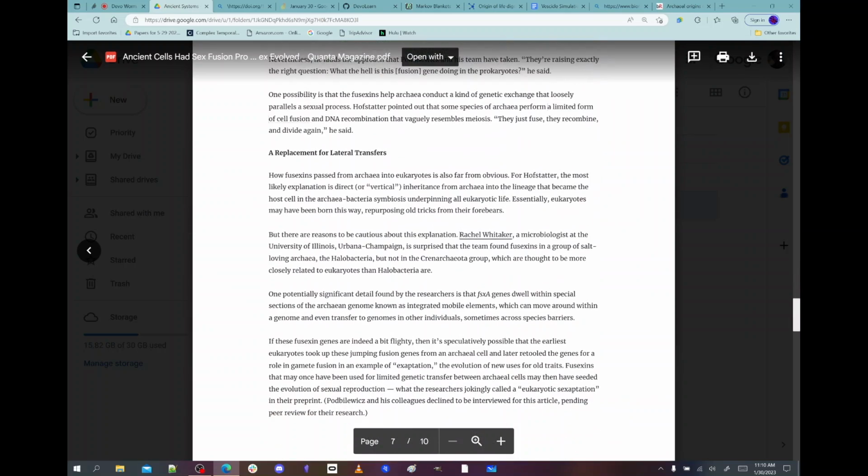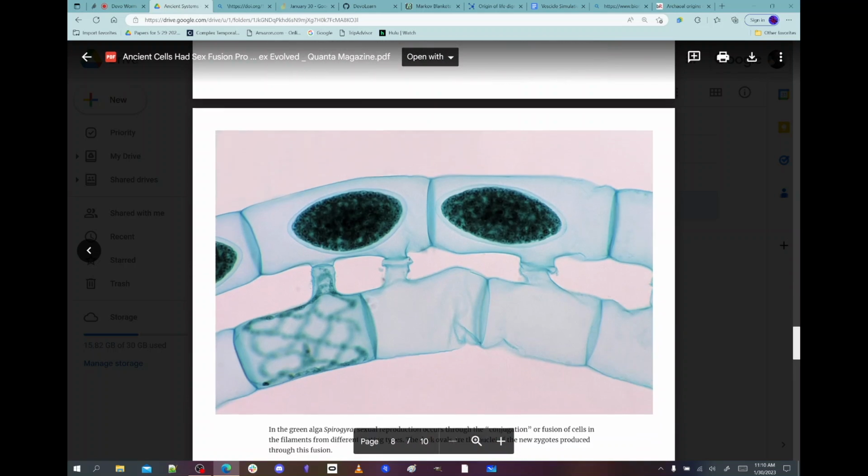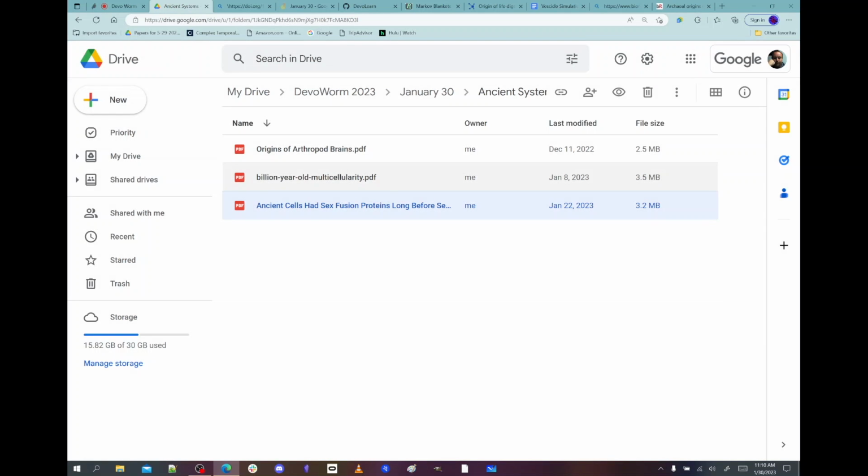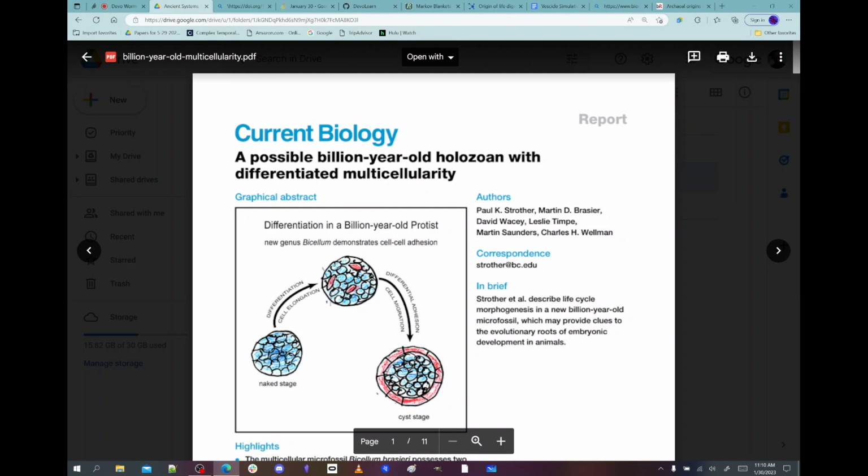So it's really interesting stuff, especially in light of some of the early work on vesicles and membranes, which I'll talk about later in the meeting. There's this other paper on billion-year-old multicellularity. So this is from Current Biology, a possible billion-year-old holozoan with differentiated multicellularity.